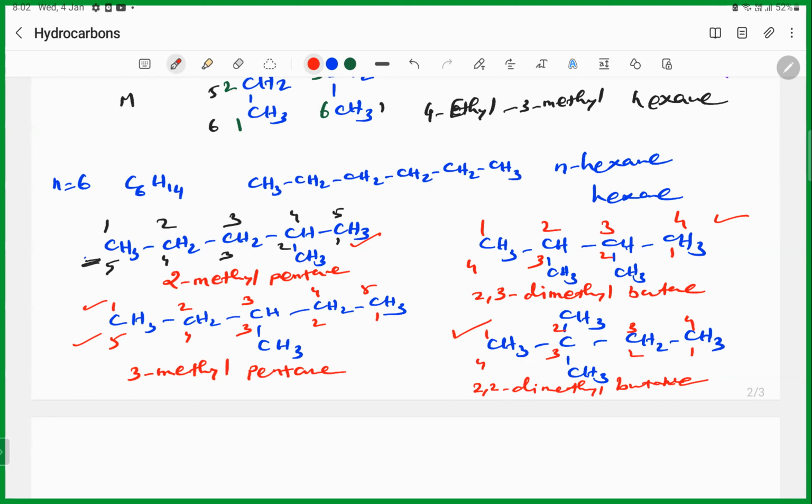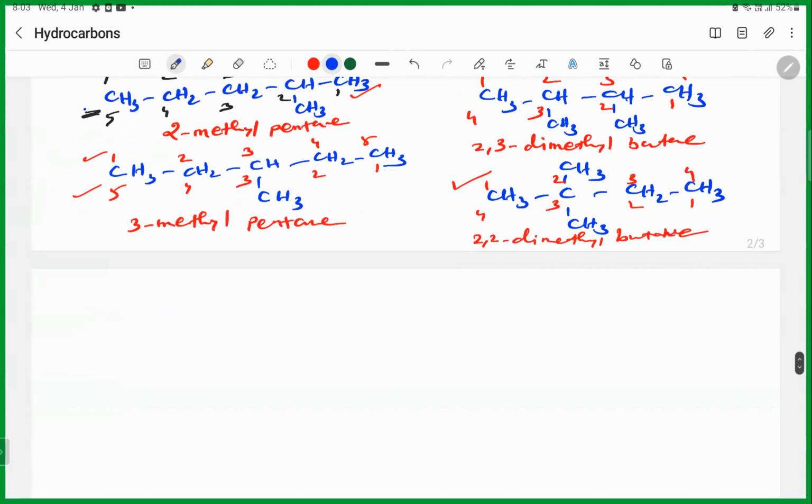Understood, sir. Now this compound will exhibit isomerism. When we come to the physical properties, we come to know that. Now we'll see the preparation of the compound, the preparation of alkanes.